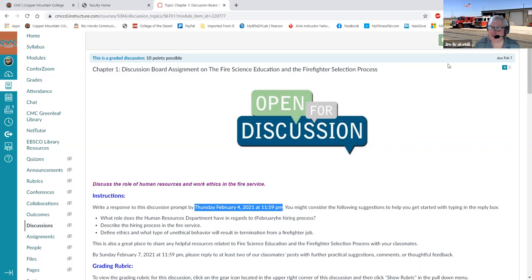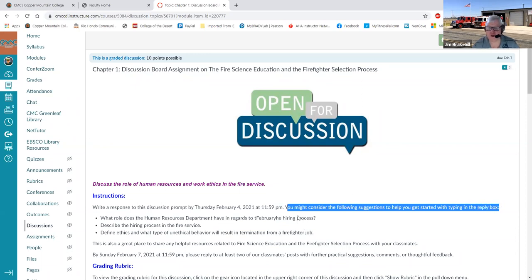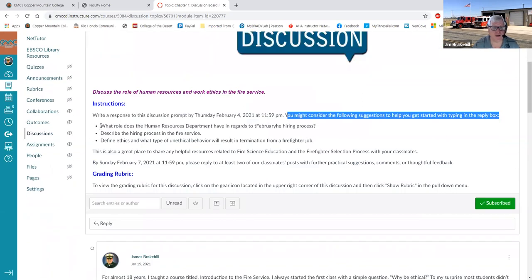And then this is where students make their mistake. Okay, you see what this says right here? It says you might consider the following suggestions to help you get started with typing in the box. So if students just simply write this out and then give me a one sentence answer, that's not a discussion. They are suggestions. They are thought-provoking questions to get you thinking. You don't even have to use any of these, all right?